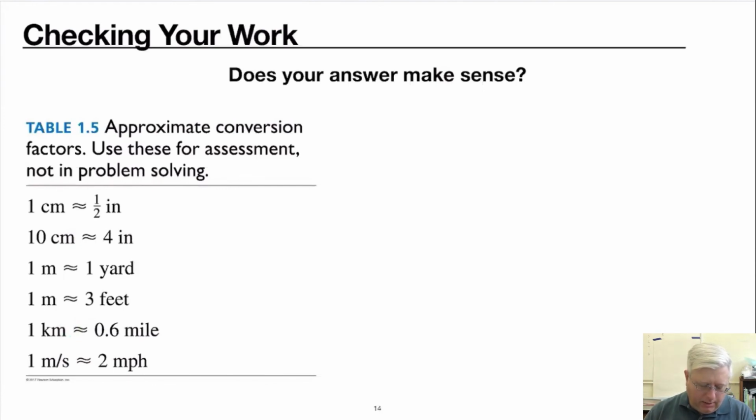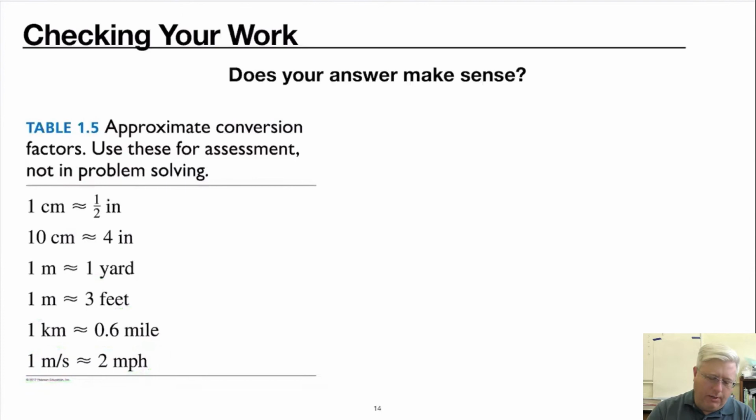And so we know that a meter stick and a yard stick are about the same. So we could say that a meter is about 3 feet. Okay, not exactly. We're not going to use this for precise calculations, but it can really help us get a good idea of, does this make sense? Okay, and then 1 meter per second is about 2 miles per hour.